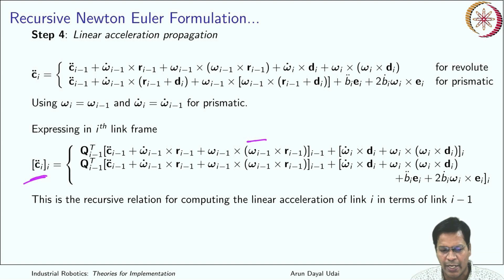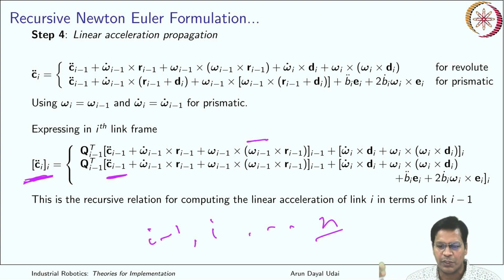So if you know omega i minus 1, you calculate omega i. If you know c i minus 1 double dot, you can calculate c i double dot. Got it? So you have to move forward that way, from i minus 1 to i, finally up till n. This is how you are moving recursively in the forward direction. So accelerations and velocities are to be done like that. This is how linear acceleration is also done. Okay, so we are done with all those.